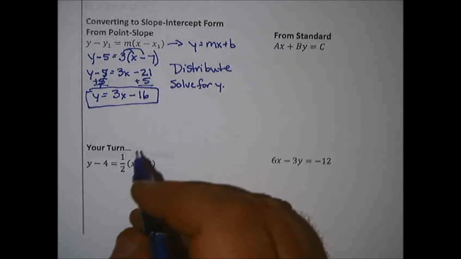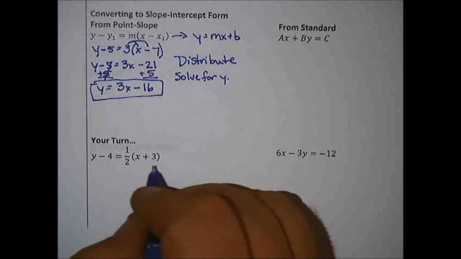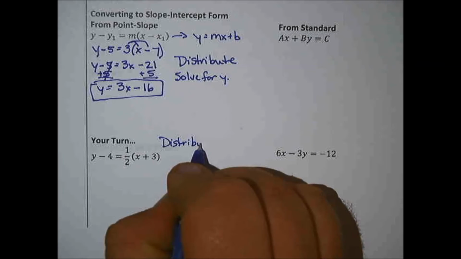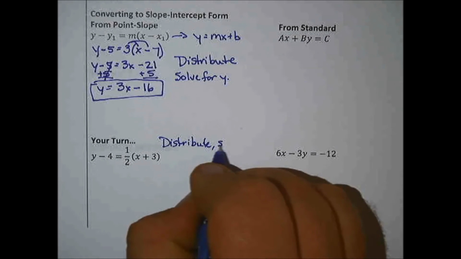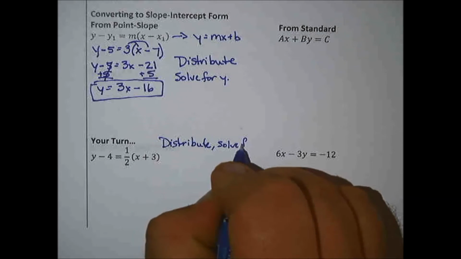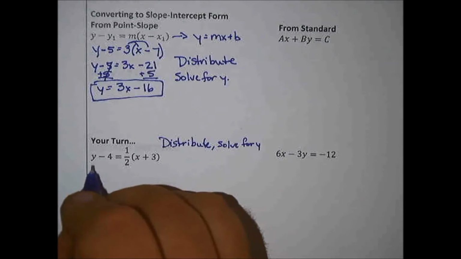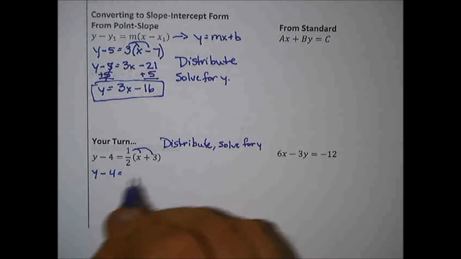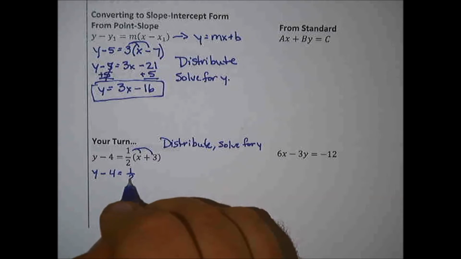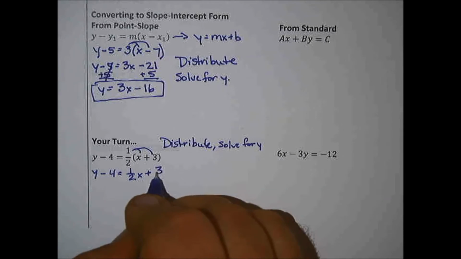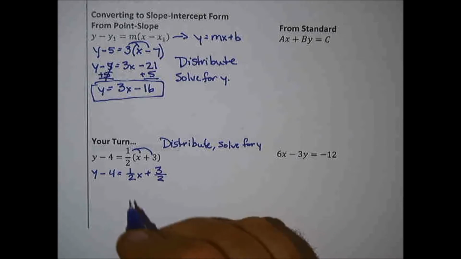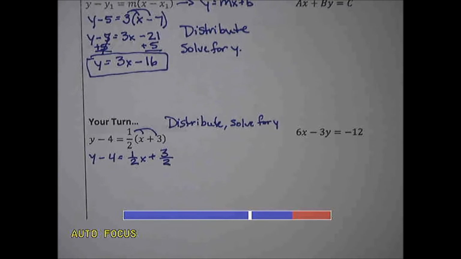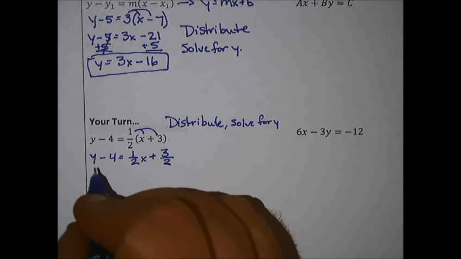Okay, welcome back. Hopefully it didn't give you too much trouble. Remember, I want to distribute and then solve for y. So I have y minus 4 equals, I'll distribute the 1/2 in, and that'll be 1/2 x plus 3/2. You could have written 1.5 if you wanted to. It's not a big deal. But the next step is going to be adding 4.